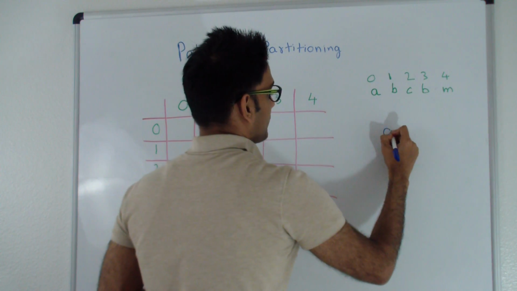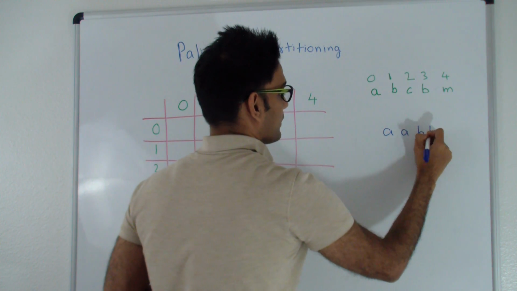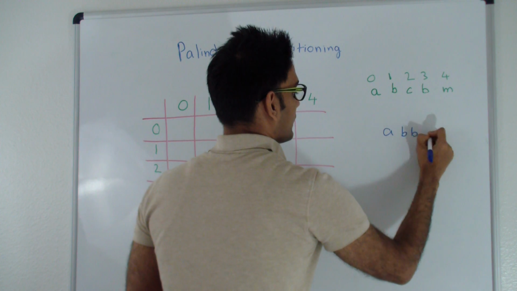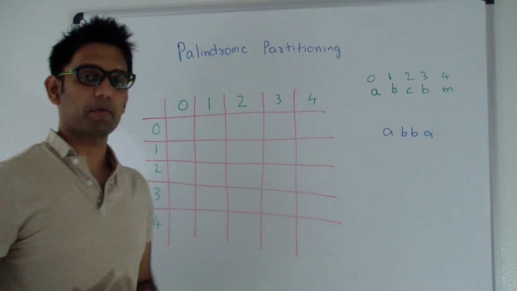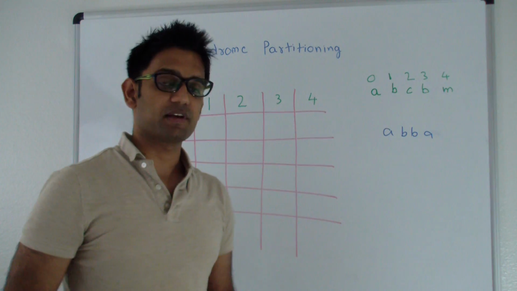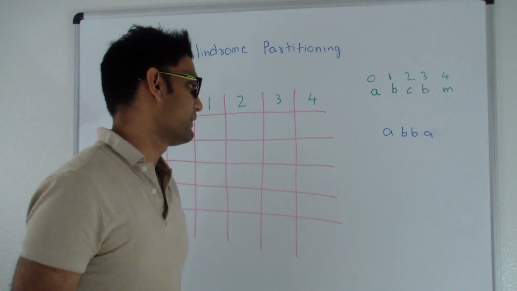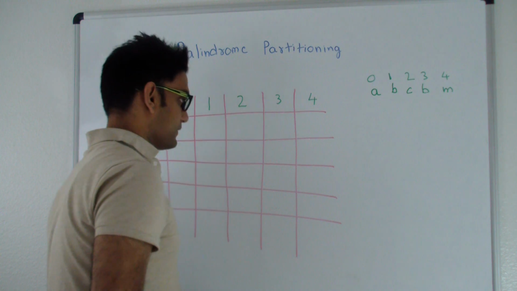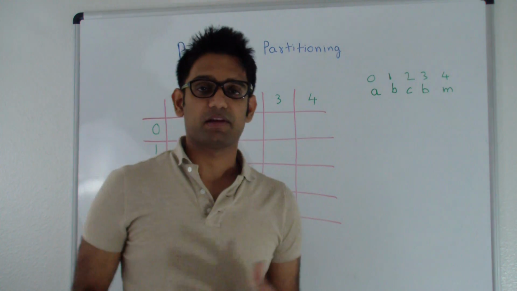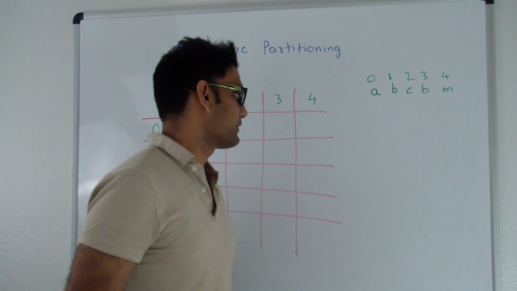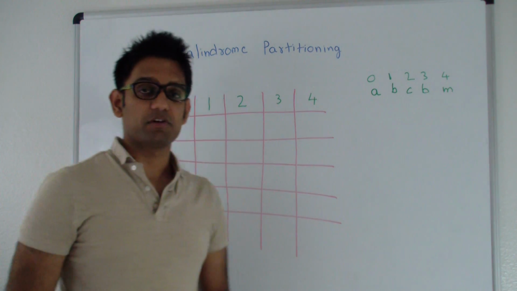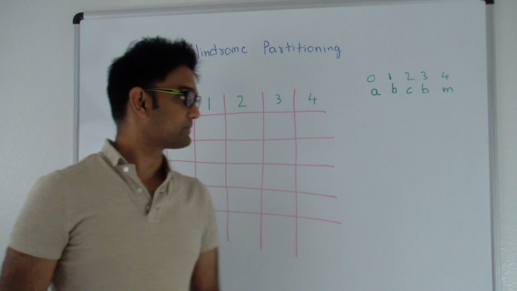If we had a string A, B, B, A, which is already a palindrome, then it would take 0 splits. So if it's a palindrome, it takes zero splits, and if it's not a palindrome, then we'll find the number of splits. So how do we solve it? Yes, we'll use dynamic programming to solve this question.